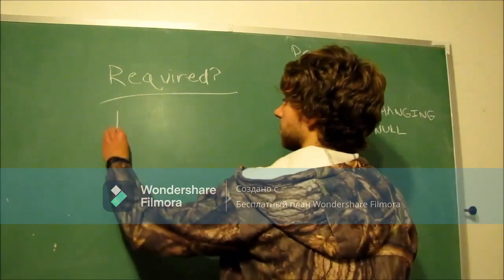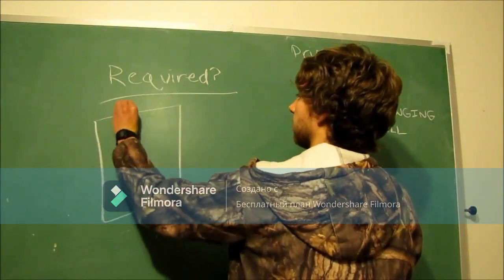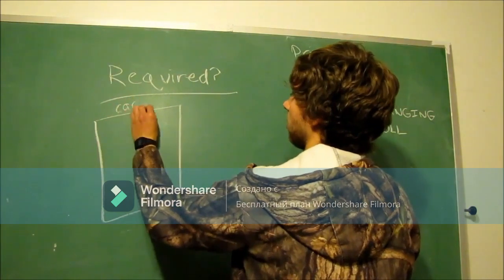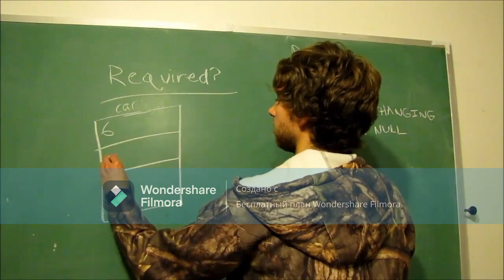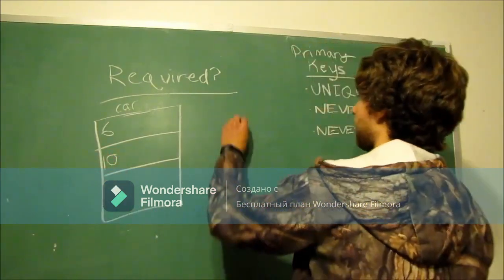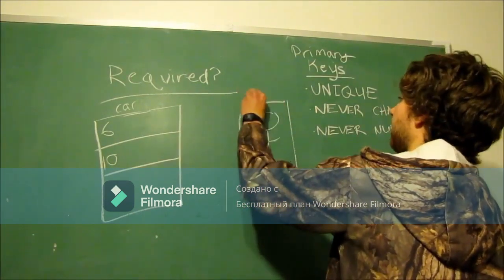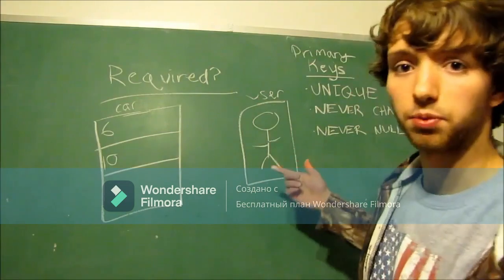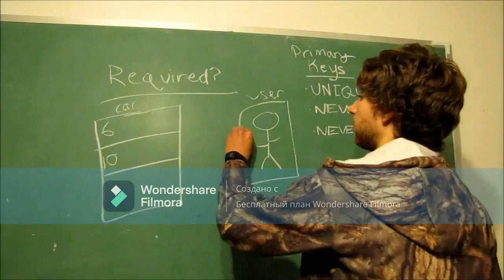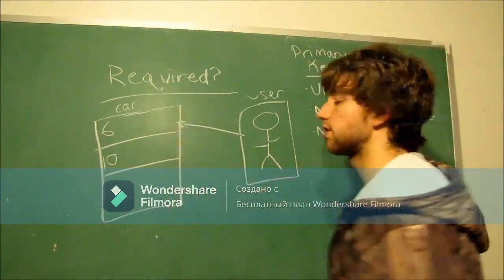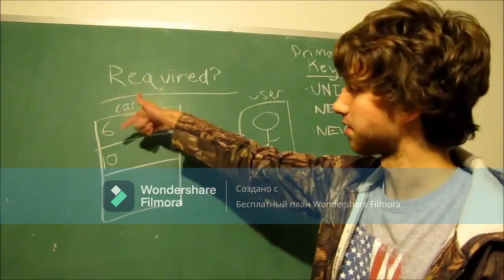For example, let's say we have a table over here, and we'll have it be cars. And we have two rows, a car with the ID of 6 and a car with the ID of 10. And we have this guy over here, and we have a table for him. We'll just make it the user table. And let's say for some reason we wanted to make a connection of what car he owned. Well, he might currently own 6, right? And we don't ever want the value of 6 to change and still be talking about the same car.